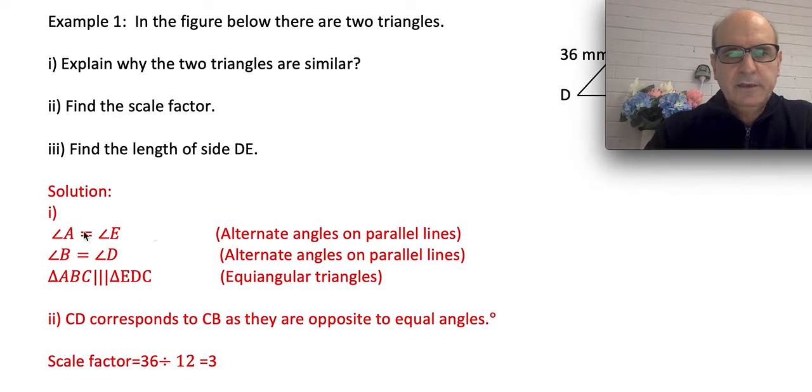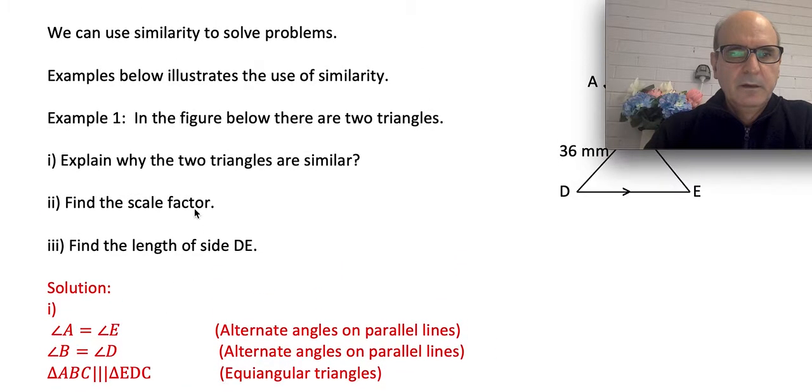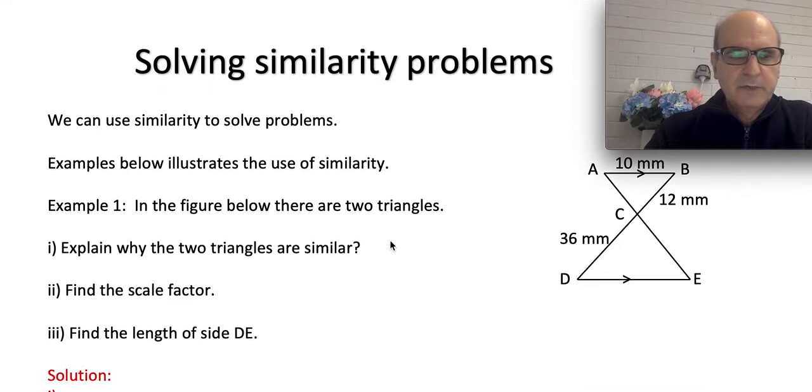I've written it here to show it properly. You can say angle A is equal to angle E, alternate angles on parallel lines. Angle B is equal to angle D, alternate angles again on parallel lines. Then triangle ABC is similar to triangle EDC because they are equiangular triangles. Remember, this is the sign in mathematics to show similarity, 3 vertical lines. Alright, so we prove that these two triangles are similar.